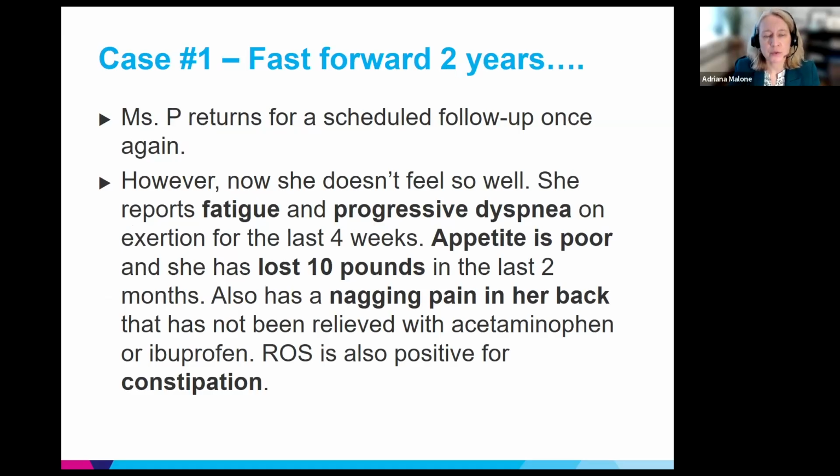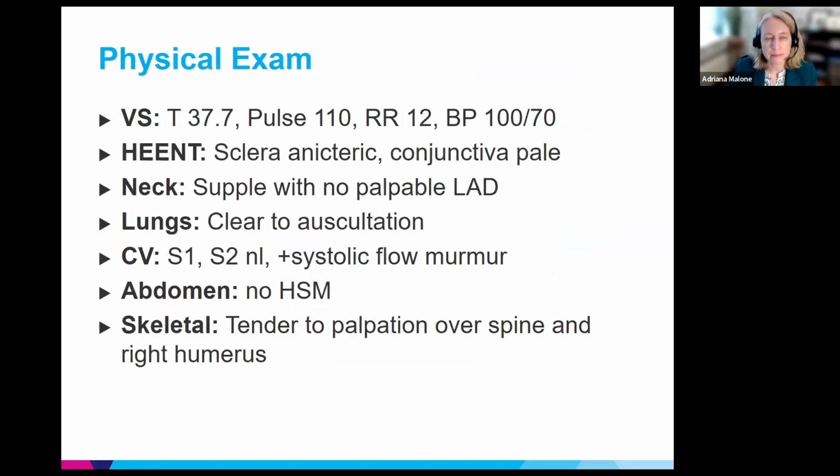So fast forward 2 years. Miss P returns for a scheduled follow-up once again. However, now she doesn't feel so well. She reports fatigue and progressive dyspnea on exertion for the last 4 weeks. Her appetite is poor, and she has lost 10 pounds in the last 2 months. Also, she has a nagging pain in her back that has not been relieved with acetaminophen or ibuprofen. Review of systems is also positive for constipation.